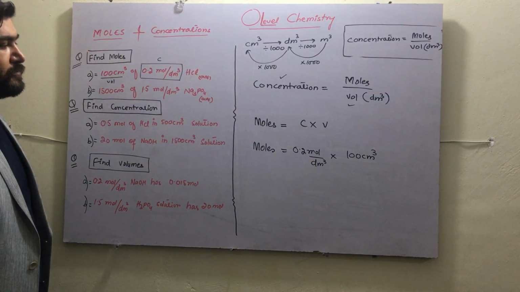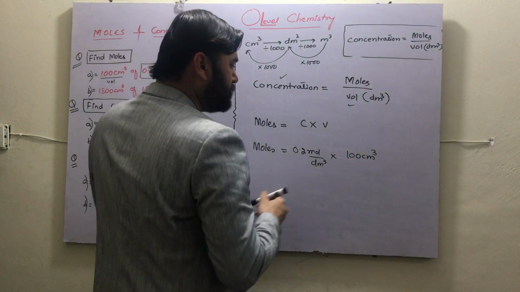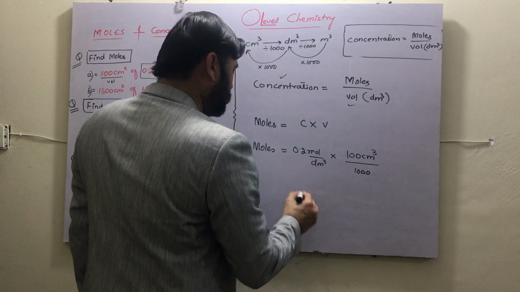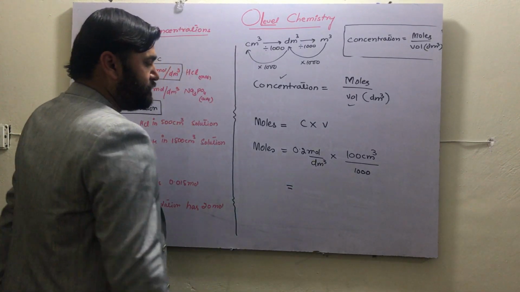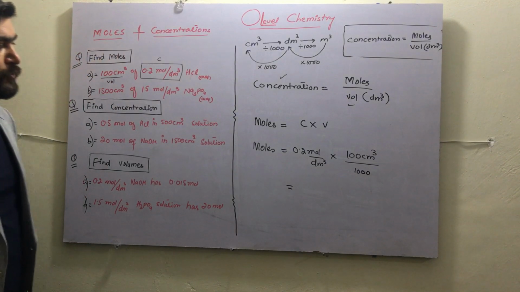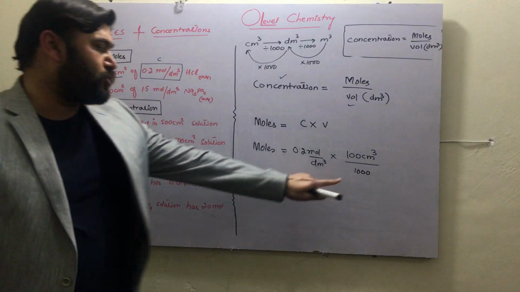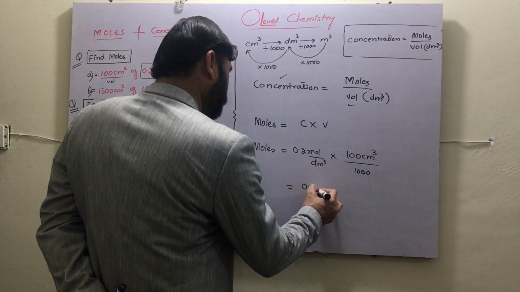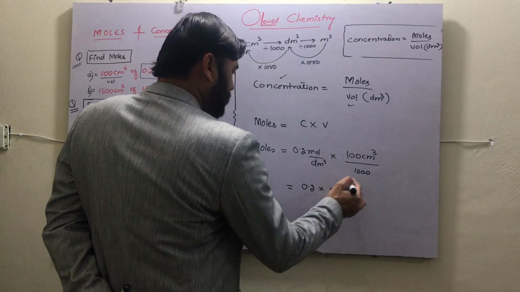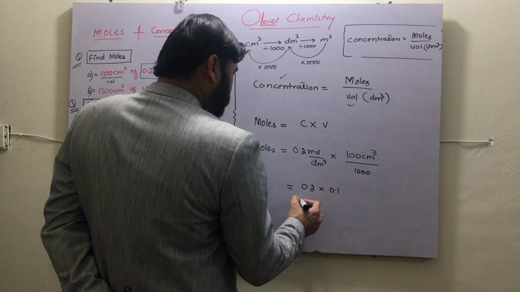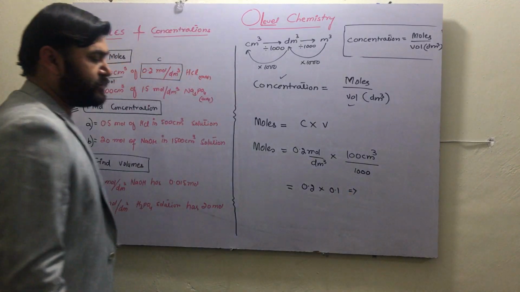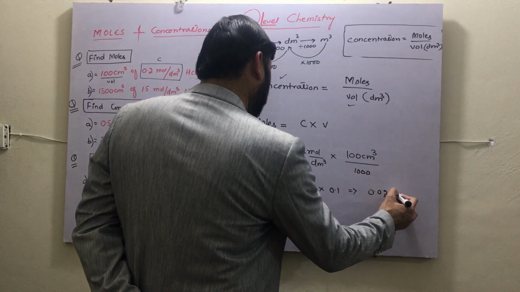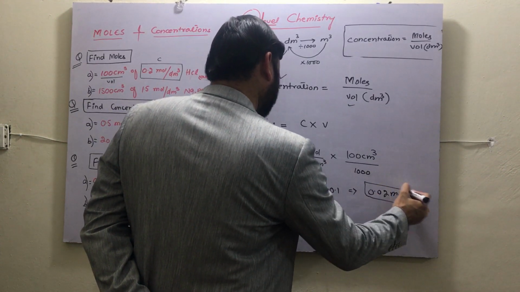So this is another formula. Now see here, it is in cm³, so you will divide it by 1000 and it will be converted into dm³. So the volume will be 0.1 dm³. Let me write 0.2 multiplied by 0.1. If we just calculate it on our calculator, the answer is 0.02. 0.02 mole is the answer for this question.